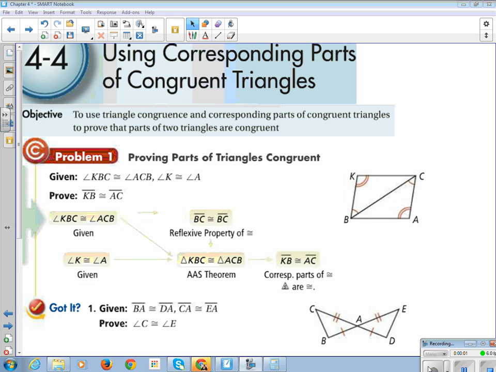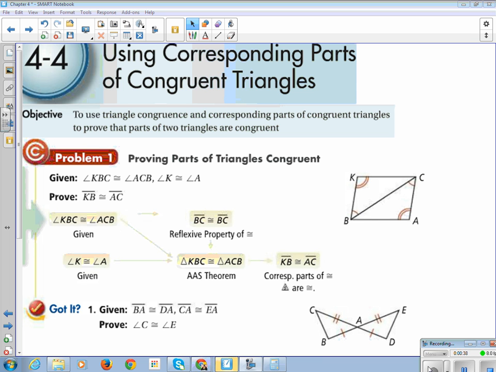Right, so this is Chapter 4, Section 4 for geometry, using corresponding parts of congruent triangles. So we are going to work our way backwards. We are going to use triangle congruence, showing that triangles are congruent, and then we can say, oh, this is congruent by side angle side. Therefore, all the other pieces of this triangle have got to be congruent. So use triangle congruence and corresponding parts of congruent triangles to prove that parts of two triangles are congruent.